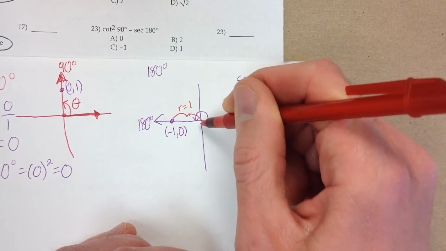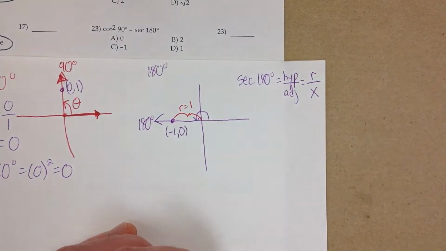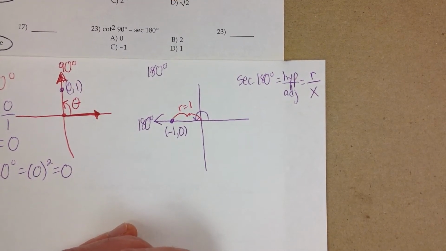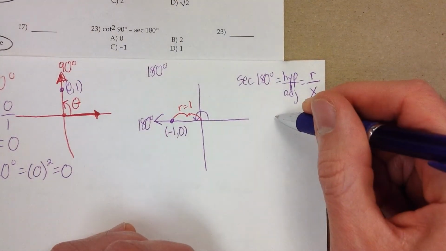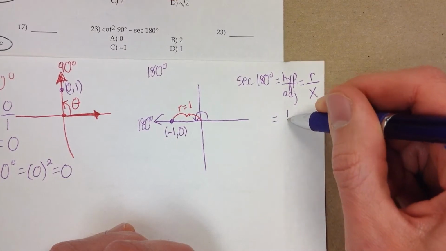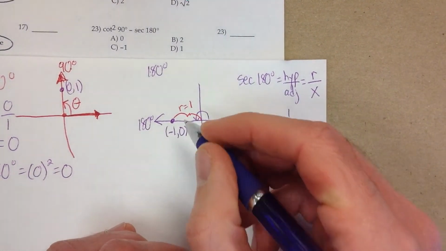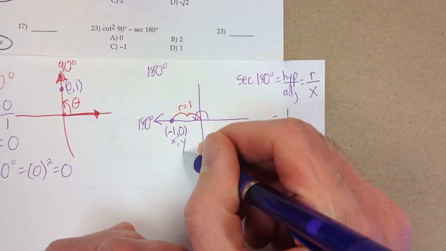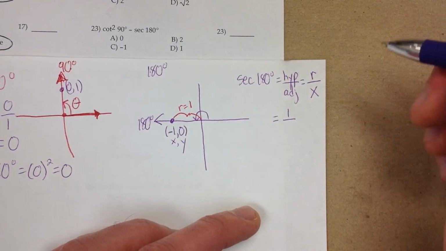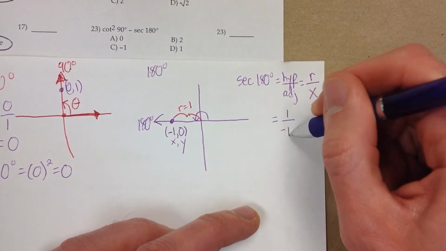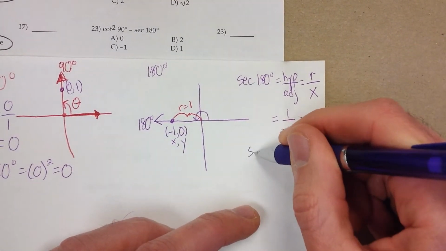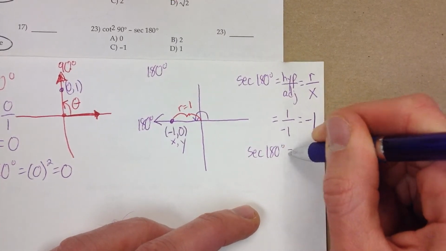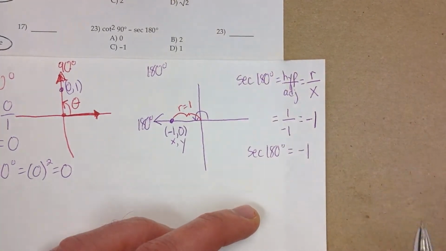R is the distance from the origin to the point. It's also the hypotenuse, it's also the radius once we start talking about circles. So now, Anthony, you have all the information you need to find the secant of 180 degrees. So it's just 1 over 0. It's 1 over negative 1. Because that's the x, okay, that's the y, as per Monsieur Descartes. Okay. So 1 over negative 1 is negative 1. Okay, so the secant of 180 degrees is negative 1.